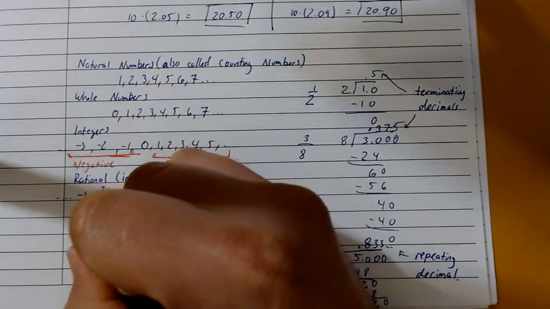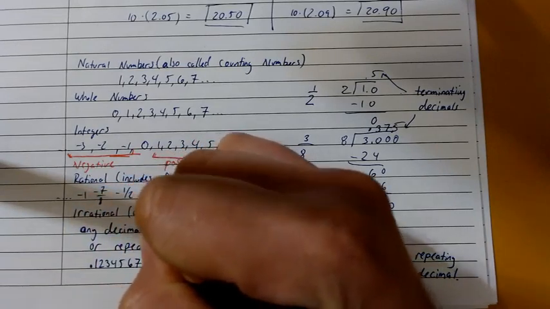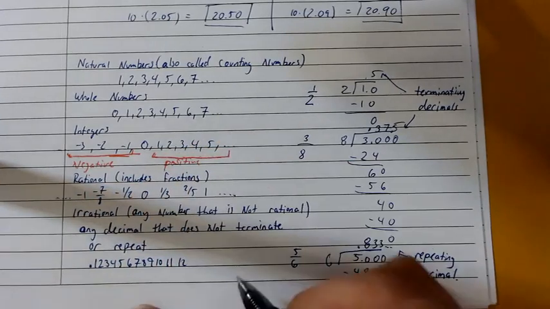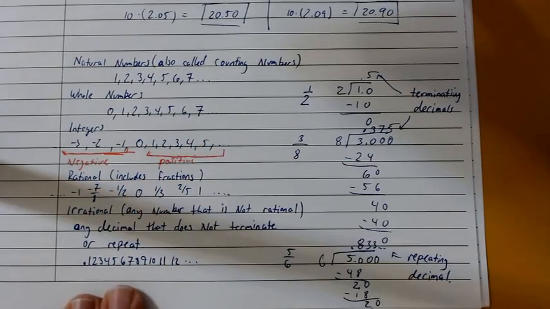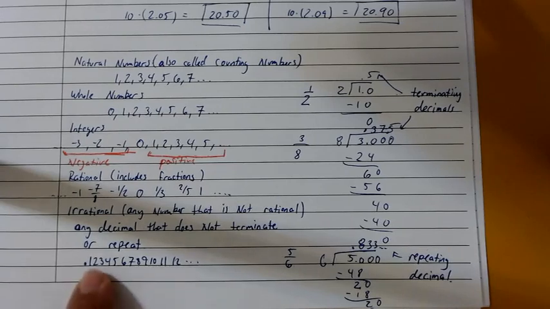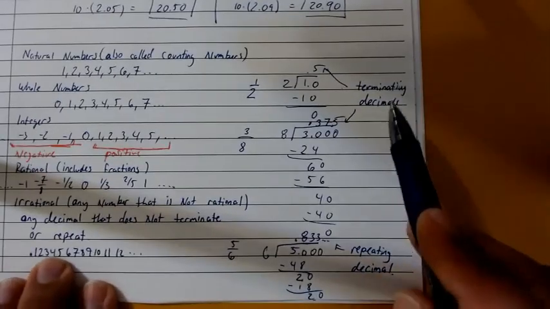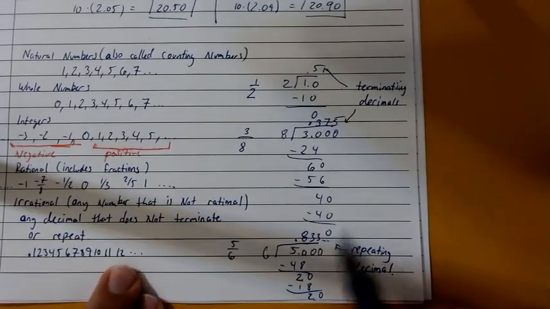Well, for example, 4, 5, 6, 7, 8, 9, 10, 11, 12, ... That will never terminate because you're never going to run out of numbers, and it'll never repeat because notice 1, 2, 3, 4, 5, 6, 7, 8, 9, 10, 11, 12, 13, 14, 15, 16. The numbers keep going up. You're never going to come back to the number 1. So this is an example of an irrational number. It goes on forever, so it doesn't terminate. And since numbers are going to keep going up, it's never going to repeat.